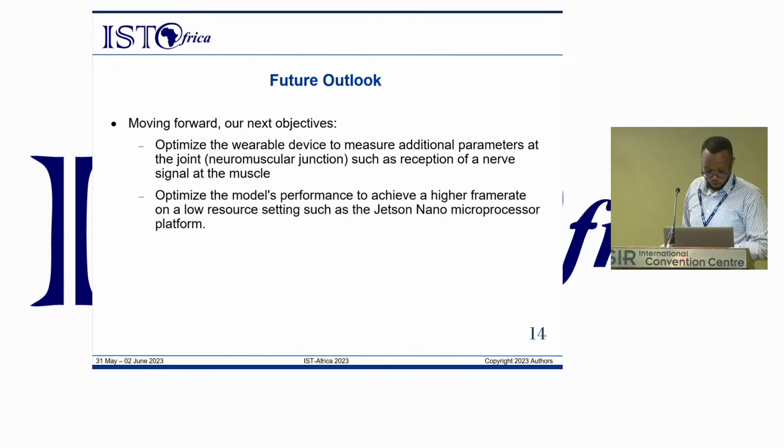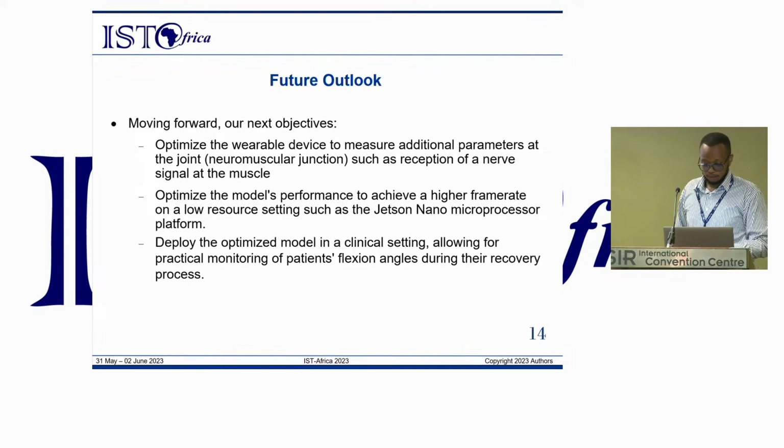Also, we're trying to optimize the performance of the human pose model to be able to run on a higher frame rate in the low resource setting, because we're trying to deploy the device in remote areas. Currently our implementation runs at, say, 20 frames per second. We want to optimize that to a higher frame rate for more accurate results. And also, we want to optimize the model to be able to run remotely, such that you're able to monitor patients' flexion angle remotely in the comfort of their homes.